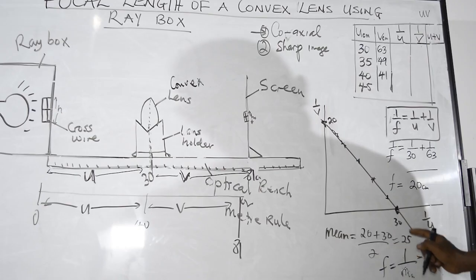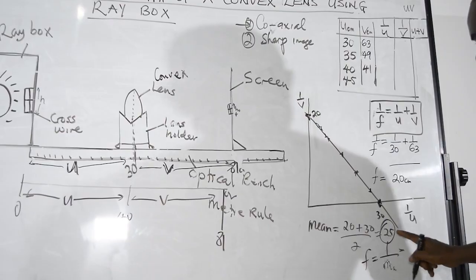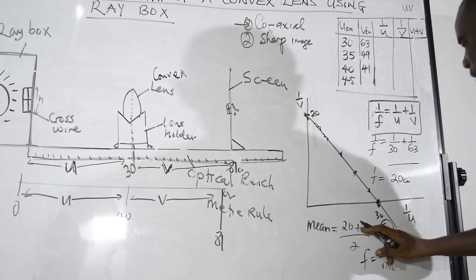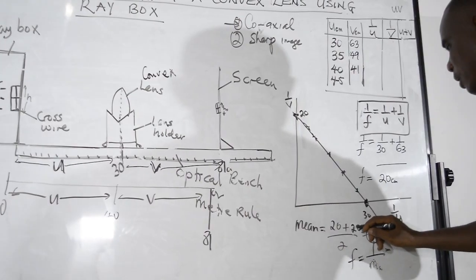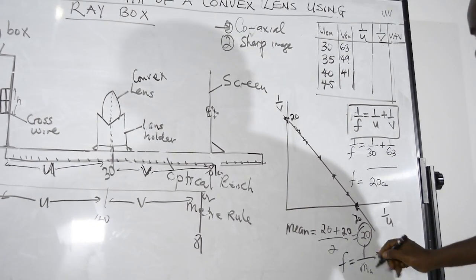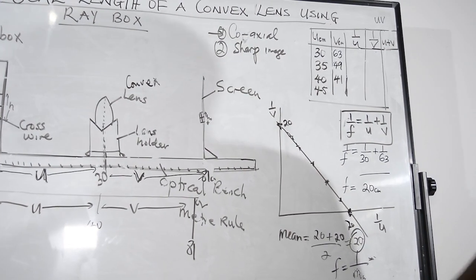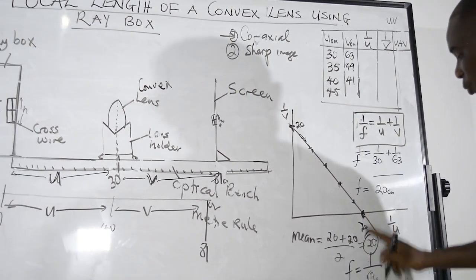So when you take the mean, that is, you add the two, divide by 2, that value here, if you take the reciprocal of this value, it will give you, let's say it was 20, let's say I got 20 here as well. So if you do the math, you find out that the reciprocal of that one will give you the focal length as well.